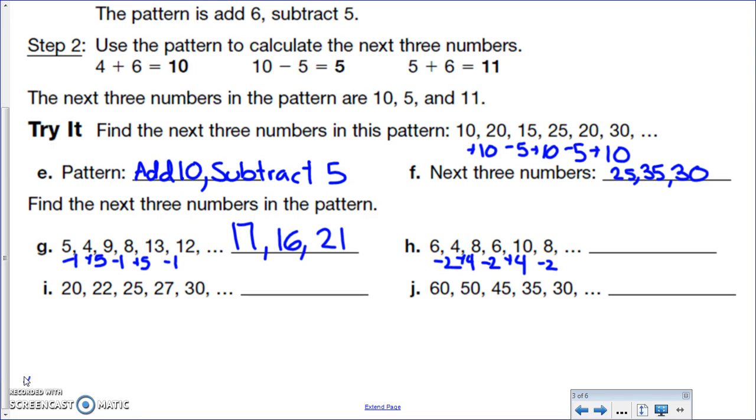So we need to come up with the next three numbers. So 8 plus 4 is 12. 12 minus 2 is 10. 10 plus 4 is 14.